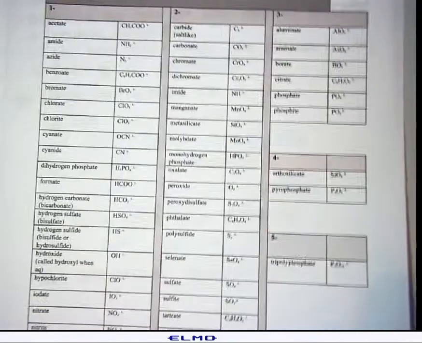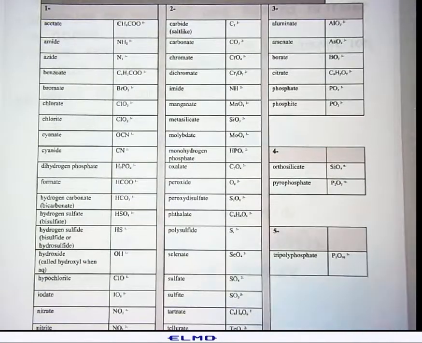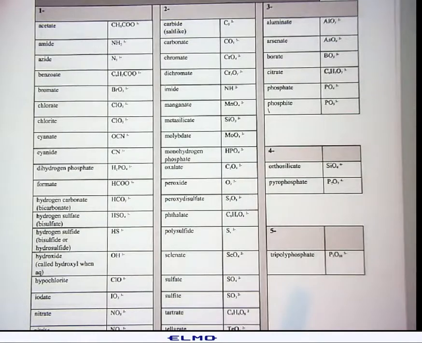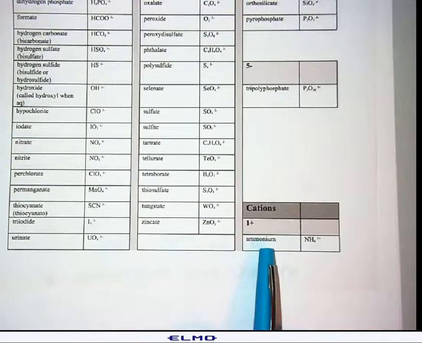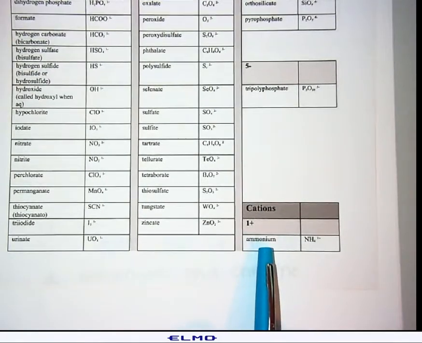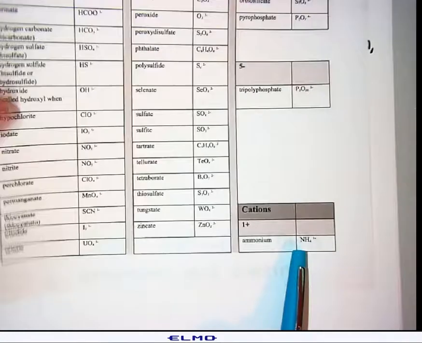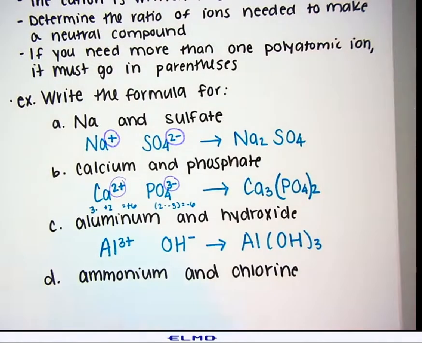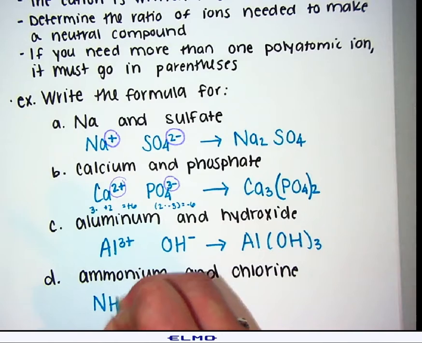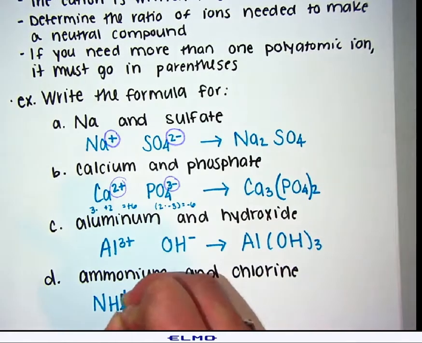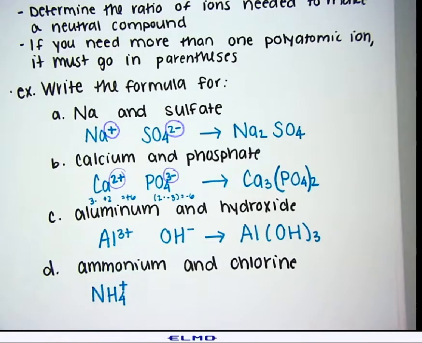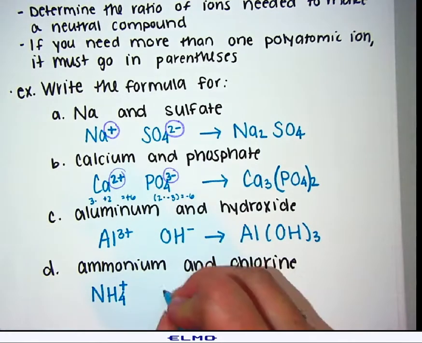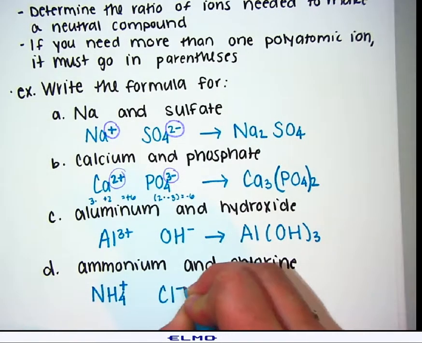If you look at your polyatomic ion reference sheet, notice that almost every single ion on here is negatively charged. But if you look down at the bottom, there is one cation that we use, and that is going to be ammonium. Ammonium is NH4 1+. Ammonium, NH4 with a charge of +1. Chlorine is just regular old chlorine from the periodic table, -1.